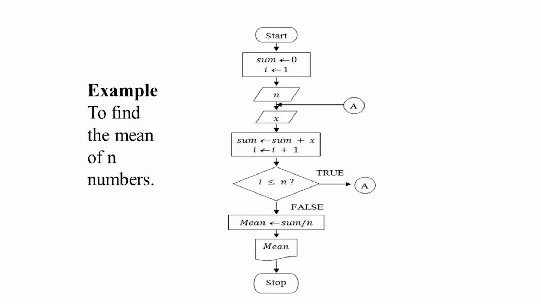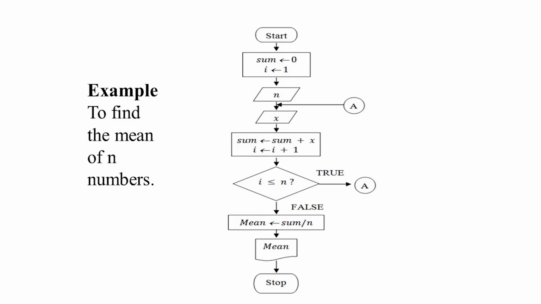So let us start. Initially you start off with the oval shape, followed by the initializing of the values. The initializing of the values is made within a rectangle shape. The variable sum is assigned the value 0, and another variable, i, is assigned the value 1. Next, the symbol used is the parallelogram, which is nothing but the input to the program.